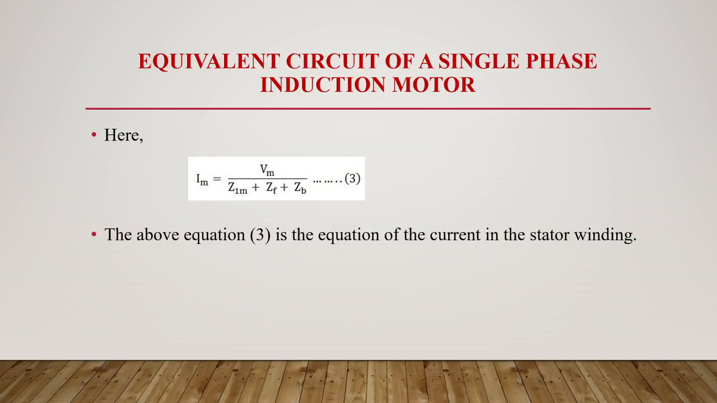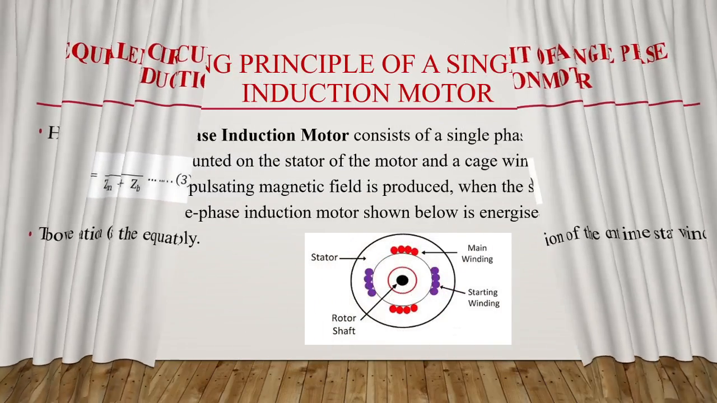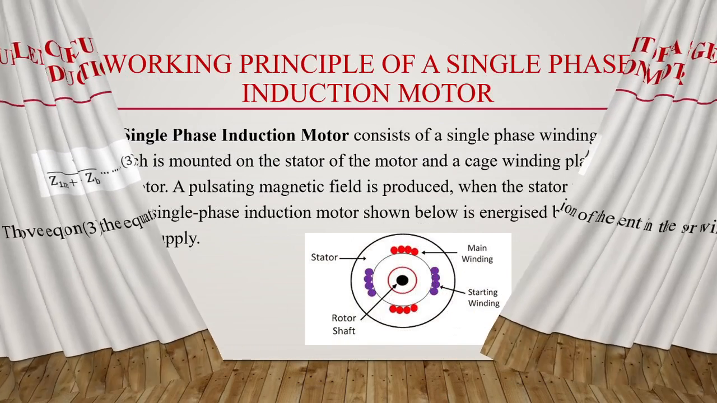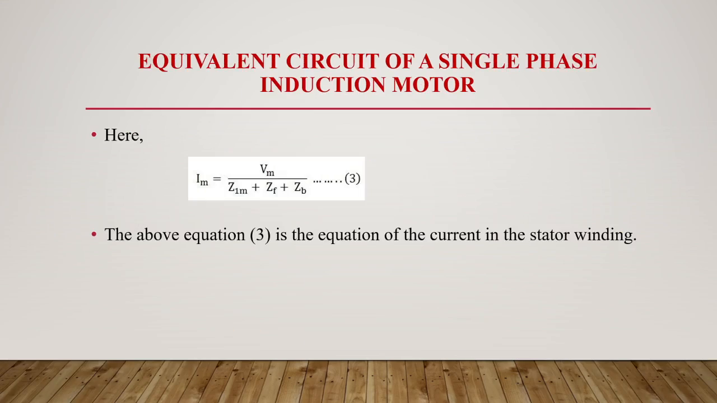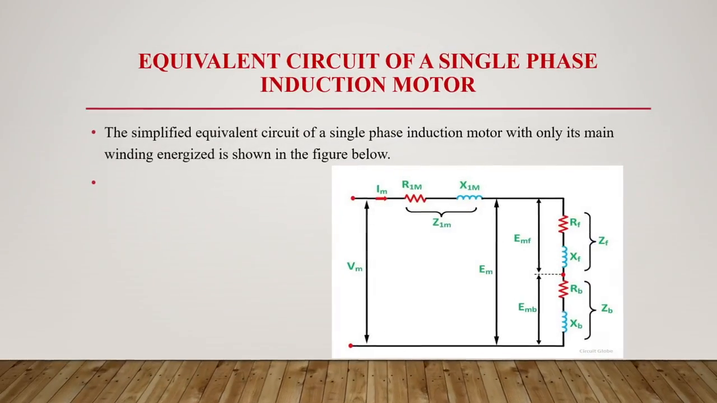So here Im is equal to Vm by Z1m plus Zf plus Zb, and this equation gives the current in the stator winding. I hope the equivalent circuit is clear to everyone. So this is the final simplified equivalent circuit diagram which we are getting. R1m and X1m, the addition of these two is Z1m. Then EMF plus EMB, the addition of these two is EM, and this is the forward impedance and backward impedance, RF, XF, RB, XB.